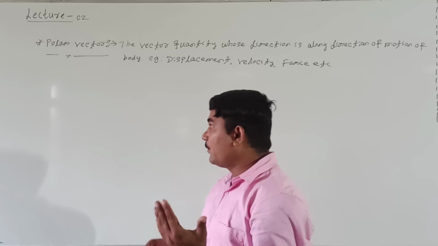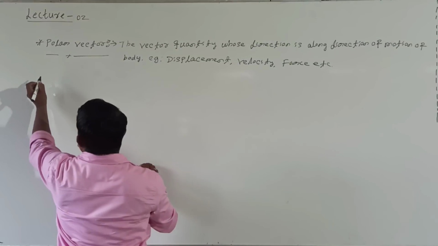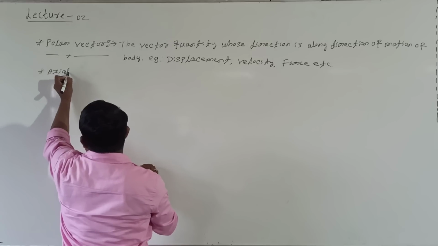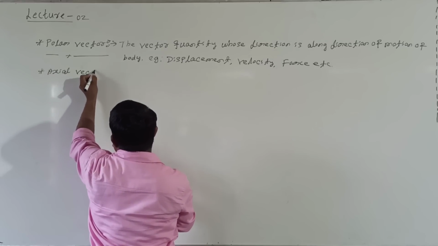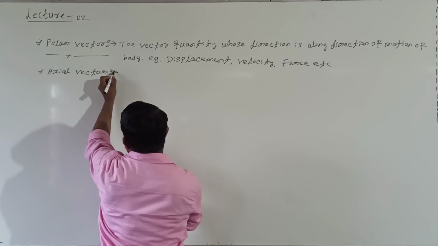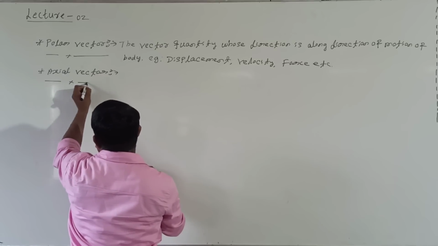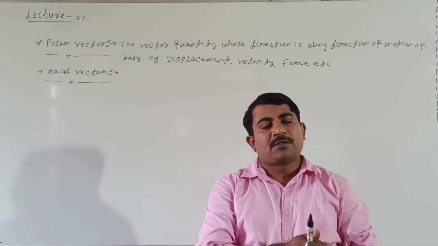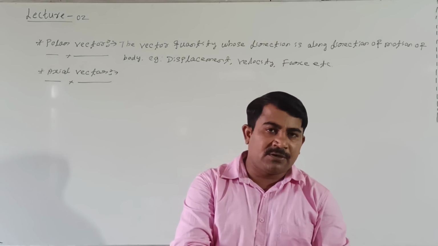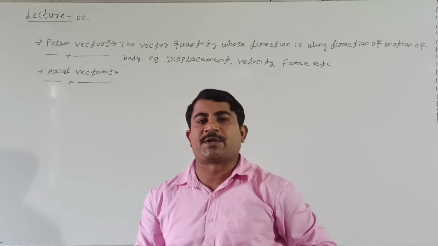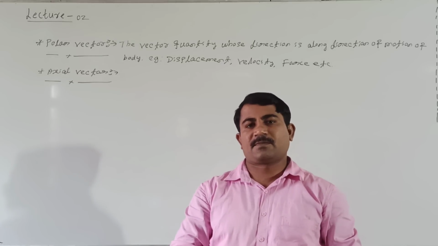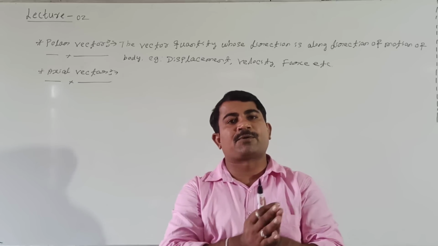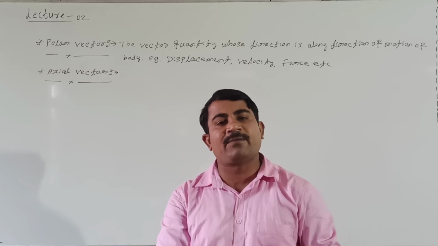Then after this, one more type of vector, that we call axial vector. Look at me, students. Axial vector means the vector quantity whose direction is along the direction of the axis of rotation. The direction of the vector can be taken along the direction of the axis of rotation. Such vectors we call axial vectors.